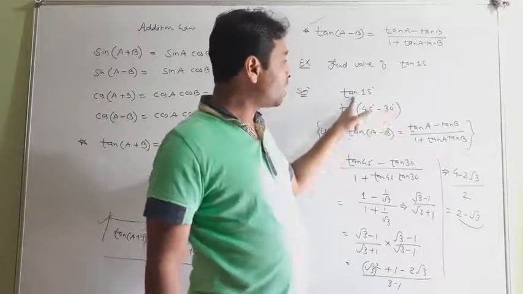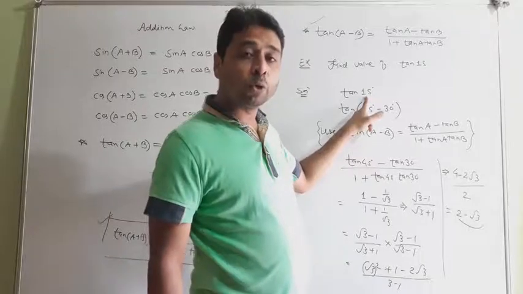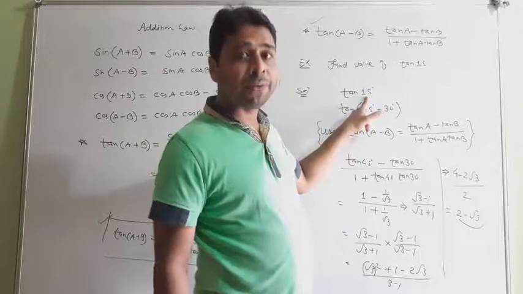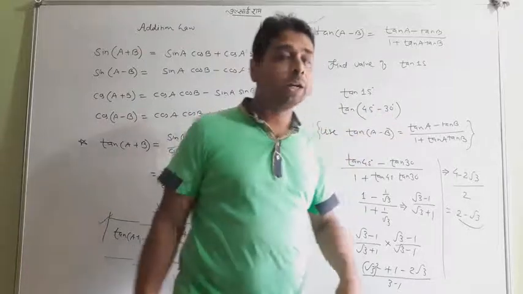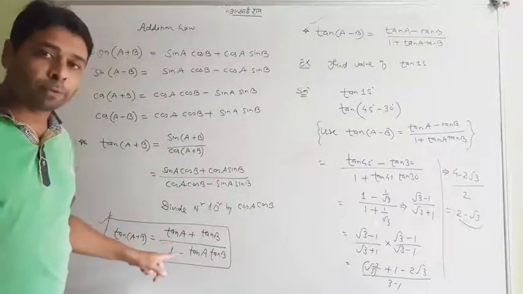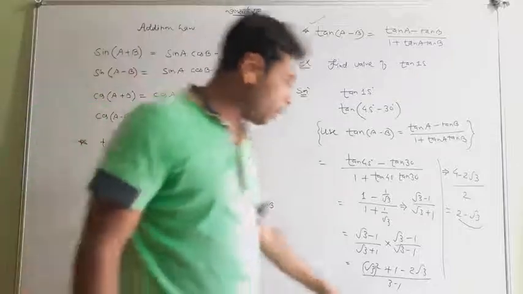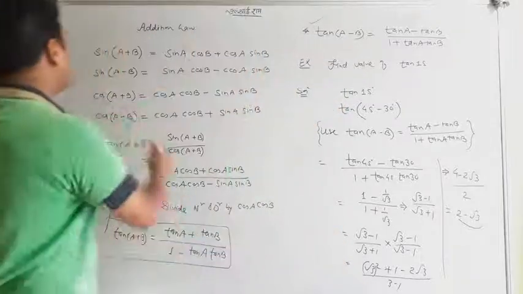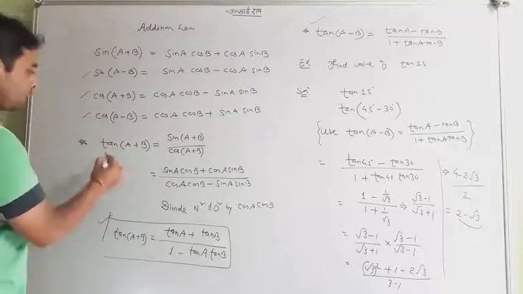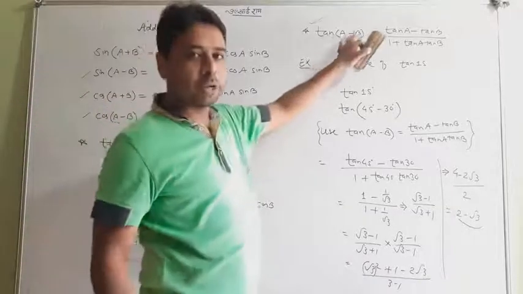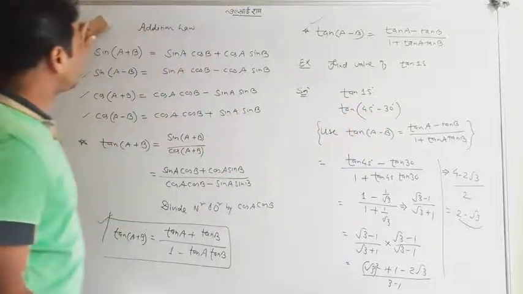Similarly, if instead of tan 15 you have a question on tan 75, then you will split it into 45 plus 30. Then you have to use the tan A plus B formula. And I think this board is very important for you. This is sin A plus B, sin A minus B, cos A plus B, cos A minus B, tan A plus B, and tan A minus B. So 6 initial formulas we have seen here.